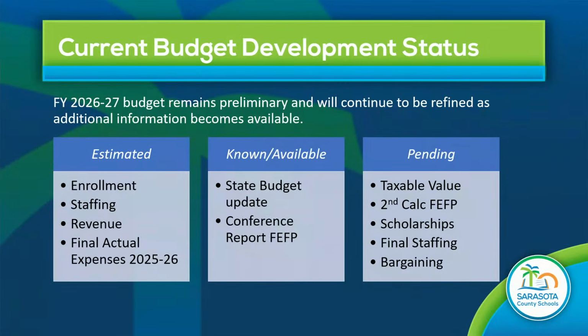And then what we do know and what is available is the conference report that came out a couple weeks ago. That is the Florida Education Finance Program budget for our county and for all school districts, and the state budget update. Again, pending at this point is the taxable values. The second calculation will be coming next month, as well as the FES scholarship enrollments, final staffing, and of course, bargaining will be tentative and is pending.